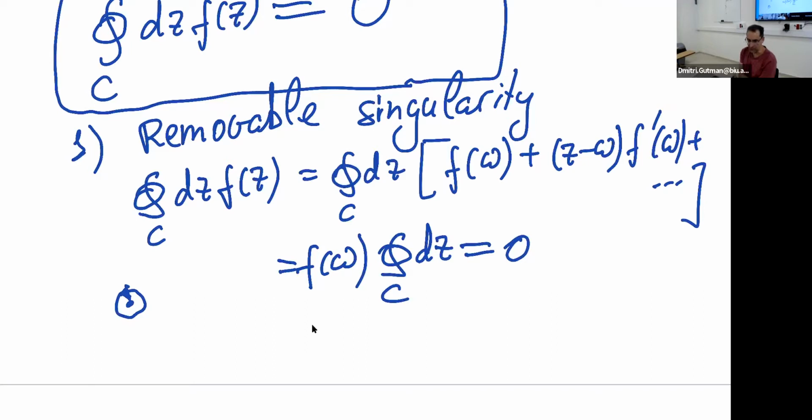So if singularity is removable, I can really remove it. It does not affect the integral along the contour C. So I can essentially ignore all removable singularities, plain or raw.